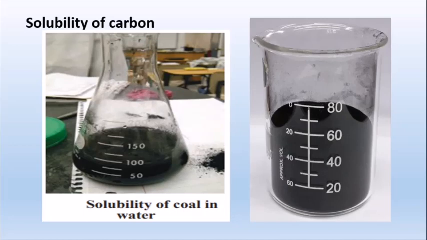So when you take a solvent like water and you try to dissolve coal in water, it is not soluble, so that means it is not soluble in water. Then when you take carbon, that is the coal, and you dissolve it in kerosene, it is not soluble in kerosene also. And the coal is not soluble in the cooking oil as well. So from this you can infer that carbon is insoluble in water, kerosene, and cooking oil. And so we can say that carbon is insoluble.